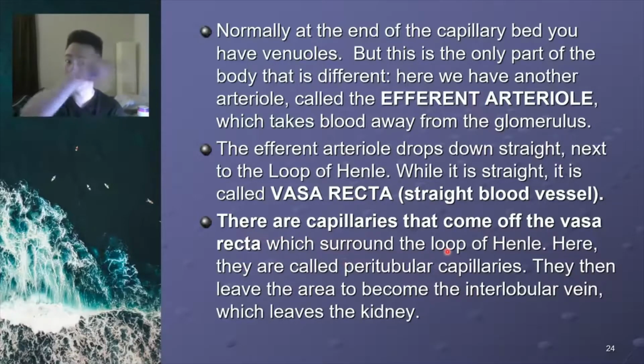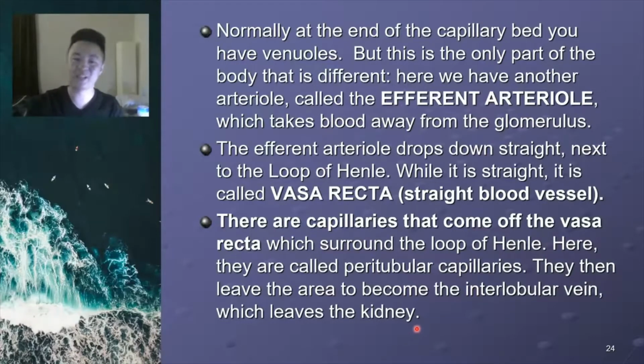Remember I told you when it goes down the descending loop and around and then up the ascending loop part of the loop, different electrolytes and different compounds get filtered out and come back into circulation. It's starting to sort out what it wants to keep and what it doesn't want to keep and what it wants to put out into urine. And so you have those capillaries that are wrapped around that loop of Henle, and these are called peritubular capillaries, and then they leave the area to become the interlobular vein, which eventually leaves the kidney.